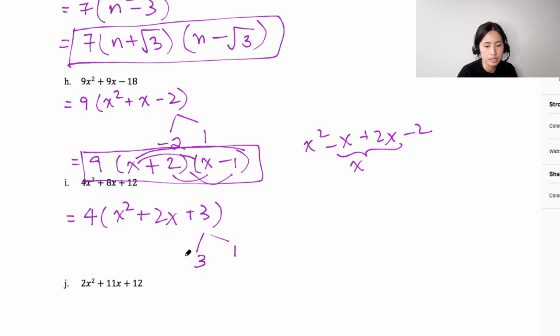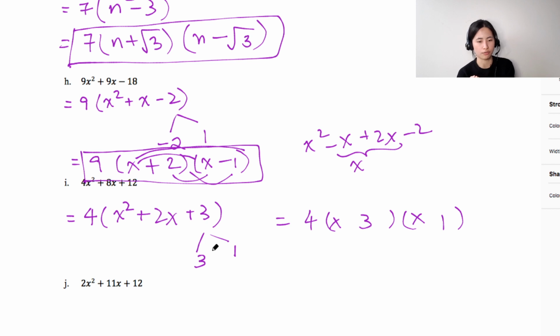So let's see. 3 and 1. Okay, so if we have 3 and 1, that means you would have... Actually, for this question, if you have x squared plus 2x plus 3, even though if you think of the two factors of 3, you have 3 and 1, right? When you multiply the two, basically you're going to get 3, right?